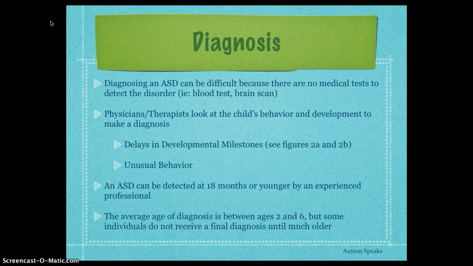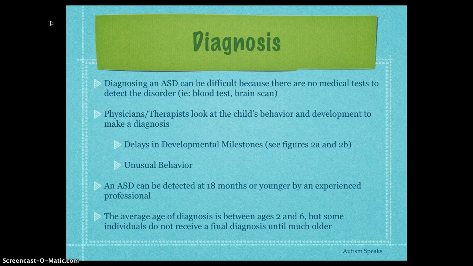Now, how is autism diagnosed? It can be difficult. Let me just go ahead and say that. Because unlike other things like diabetes, cancer, other things that someone might be diagnosed with, there are no medical tests that can detect autism spectrum disorder.